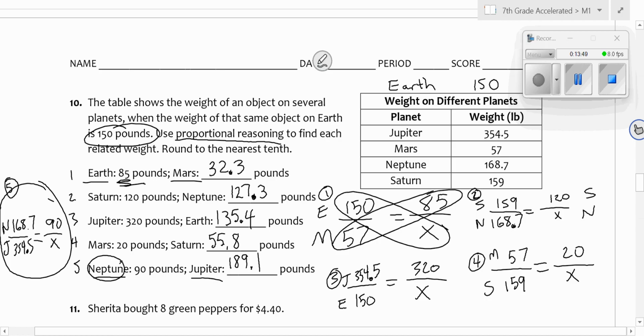So for this fifth one, we have to compare Neptune and Jupiter. So I take my numbers from the chart here. If I'm 168.7 on Neptune, then I'd be 354.5 pounds on Jupiter. So that ratio can help us solve for, well, if I'm 90 pounds on Neptune, how many pounds would I be on Jupiter? All right, so that's how we use this proportional reasoning to set up a proportion and solve. Then we just cross multiply and divide and get our answer.